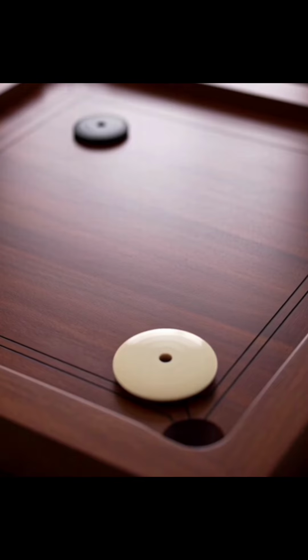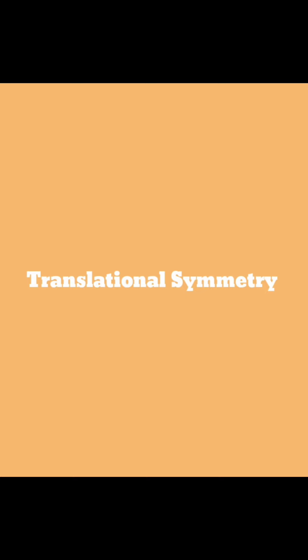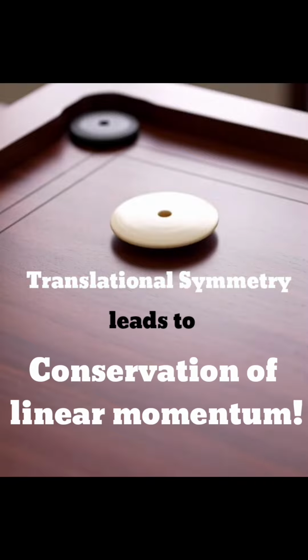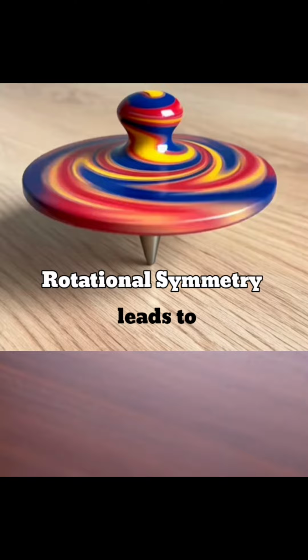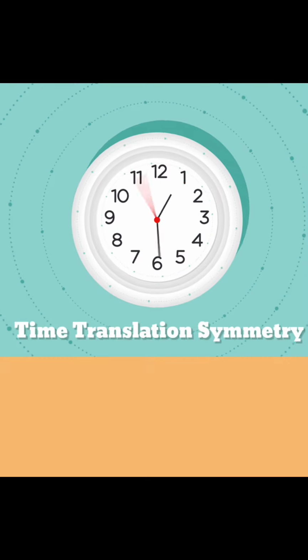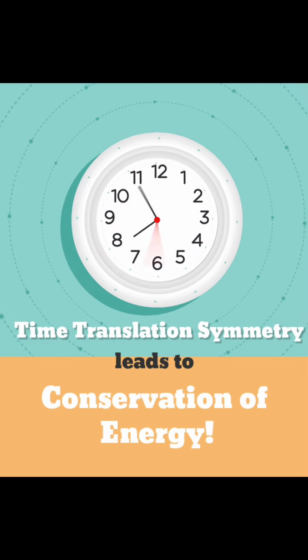The same goes for if you push an object and give it a translational motion, then that object would possess translational symmetry, where this translational symmetry leads to conservation of linear momentum, and rotational symmetry leads to conservation of angular momentum. Similarly, time translation symmetry leads to conservation of energy.